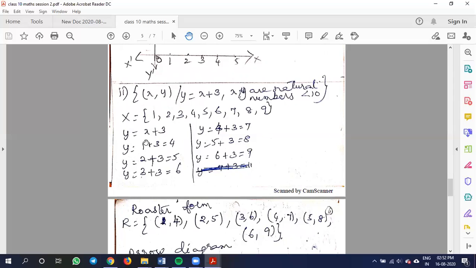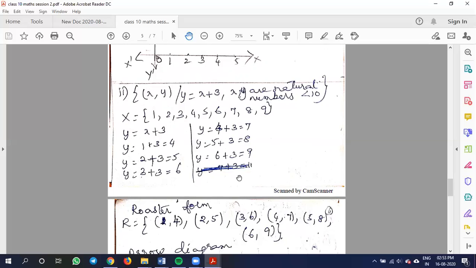So the first element is 1. 1 plus 3 is 4. Second element is 2, x is 2. 2 plus 3 is 5. Third, 3. 3 plus 3 is 6. Then 4. 4 plus 3 is 7. Then 5. 5 plus 3 is 8. Then 6. 6 plus 3 is 9. Then the next one, x is equal to 7. 7 plus 3, what is 7 plus 3? It is 10. But do you have 10 in this set? Why? I told you already, X and Y are the same set only, 1 to 9 only. You have numbers up to 9 only.